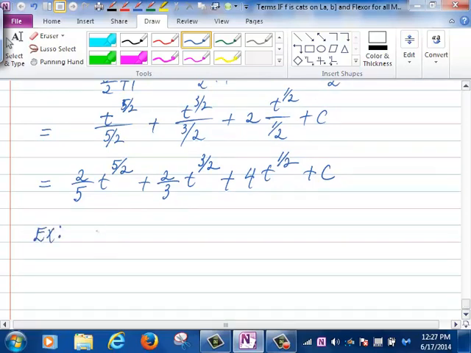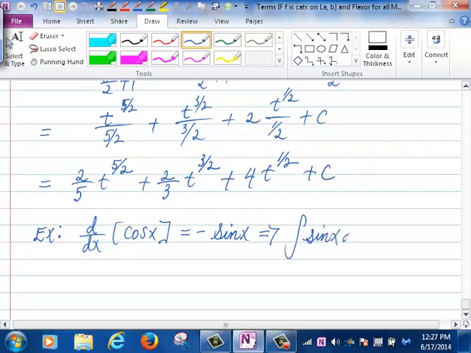So remember that the derivative with respect to x of cosine x is negative sine x, right? So that implies that the indefinite integral of sine x is negative cosine x plus c. And in the same way, what's the integral of cosine x dx? The integral of cosine x dx would be sine x.